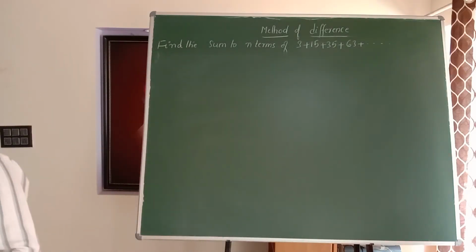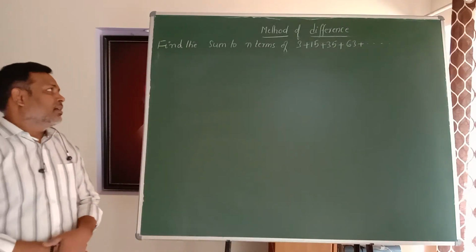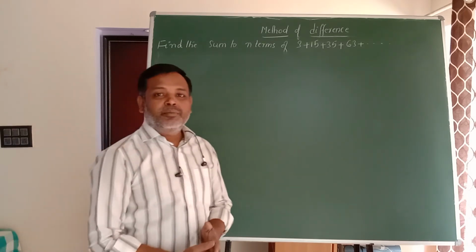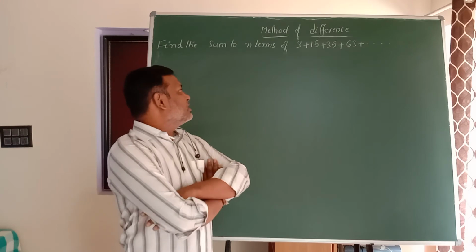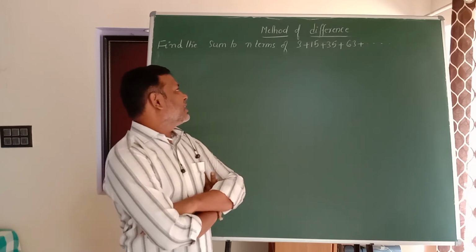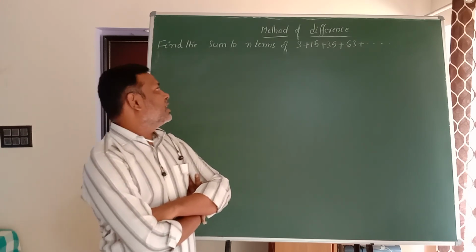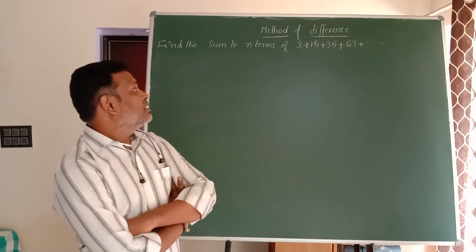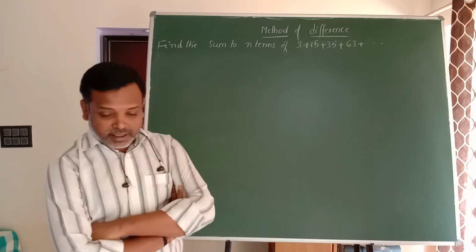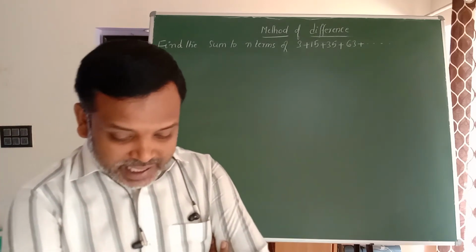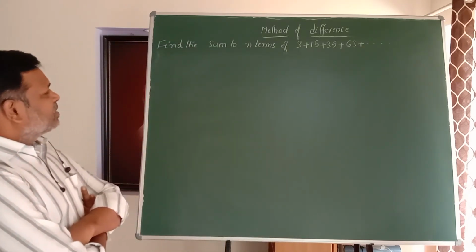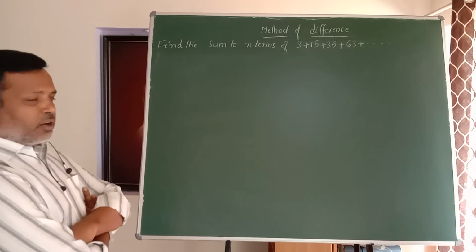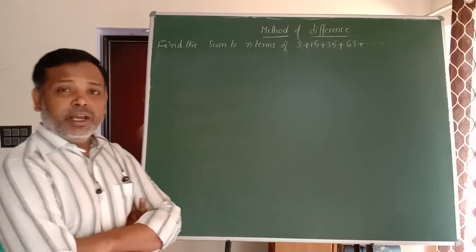Before going to find the sum, let us understand whether the given series belongs to AP or GP. There is no common difference. 15 minus 3 is 12, 35 minus 15 is 20, 63 minus 35 is 28, like that. But there is no common ratio. Therefore, what to do here? We have to apply the method of difference.